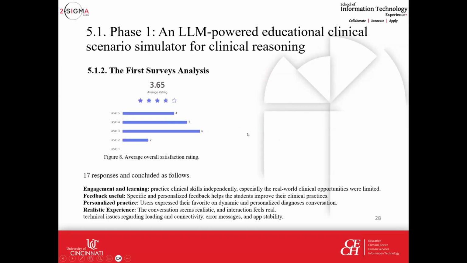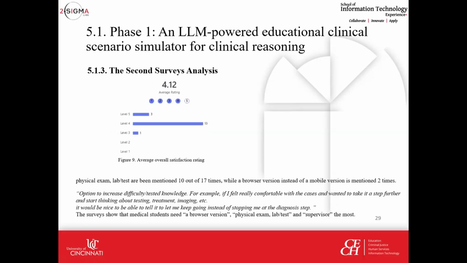And this is the first survey analysis. This is the overall satisfaction rating. We get a 3.65, not too bad, but we get some feedback from the responses. We analyze these topics: engagement and learning, useful feedback, personalized practice, and realistic experience. So I'll just simply go through it. For the second one, we actually get a little bit of improvement, to 4.12.